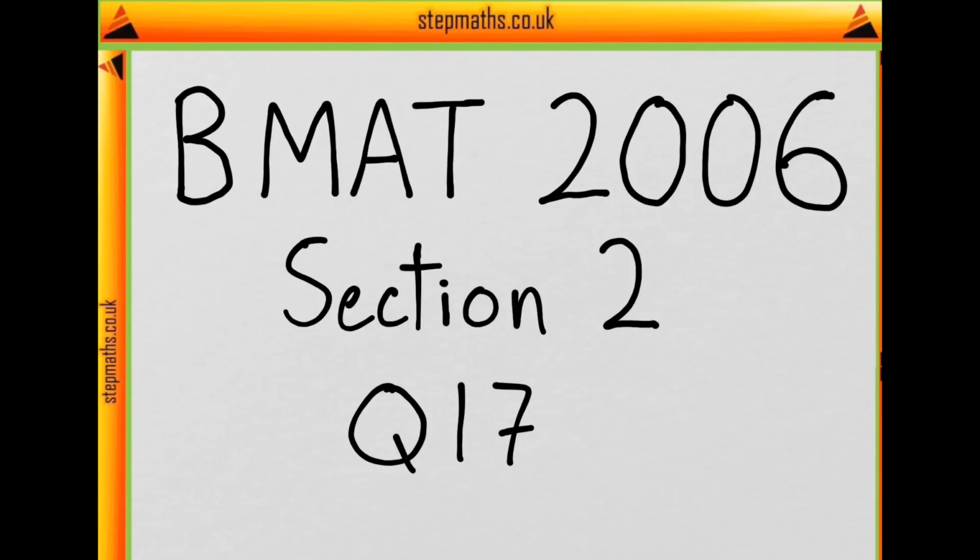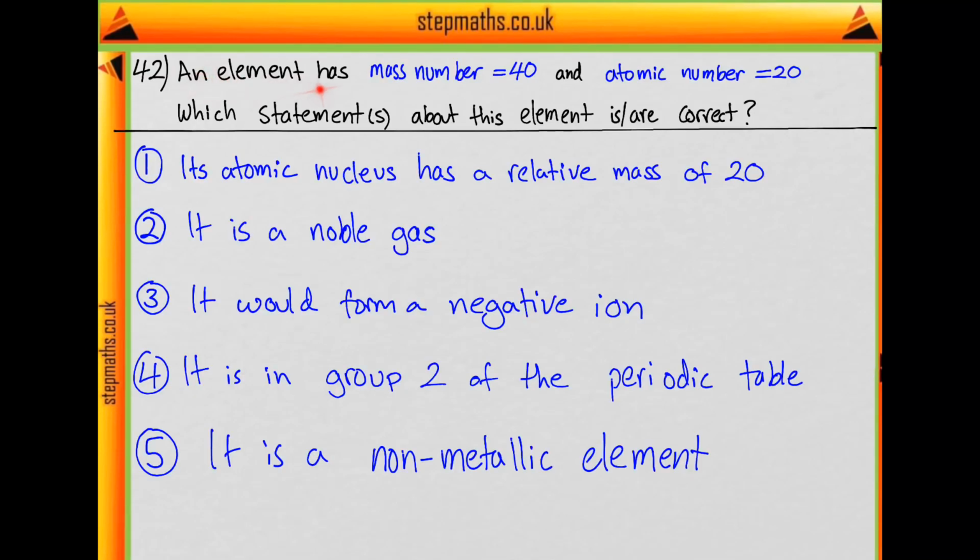Hello, in this video I'll be showing you how to answer the BMAT 2006 Section 2 Question 17. An element has mass number of 40 and an atomic number of 20. Which statements about this element is or are correct? So let's look at each statement in turn.